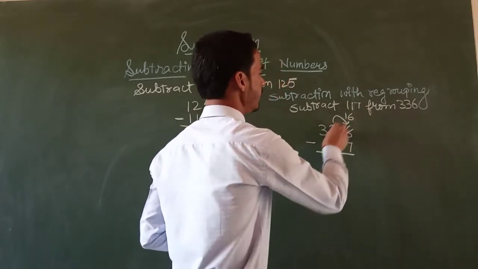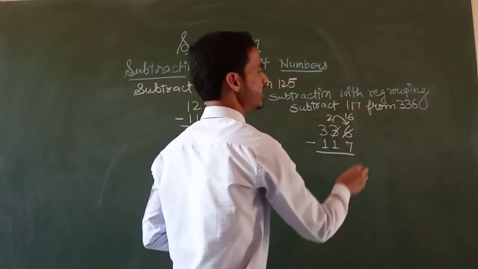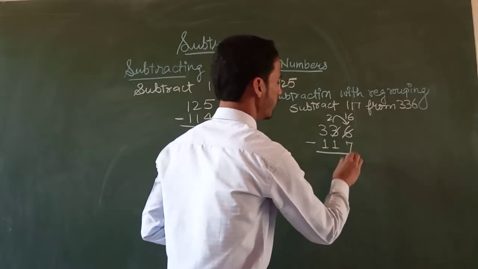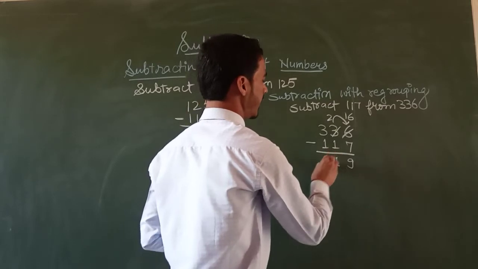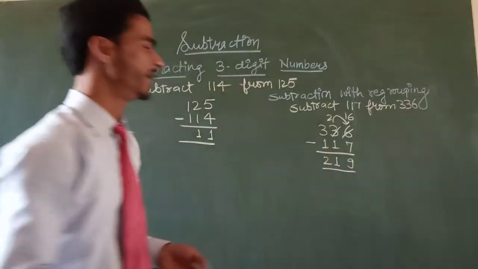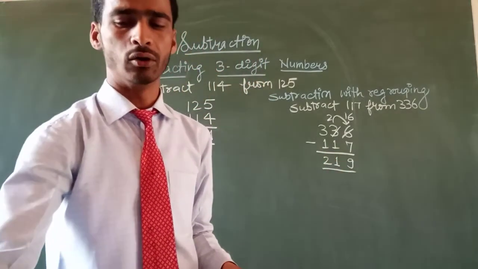Now 6 becomes 2. 16 minus 7 is 9, and here will be 2. 2 minus 1 is 1. And now 3 minus 1 is 2. Okay, that is 219.